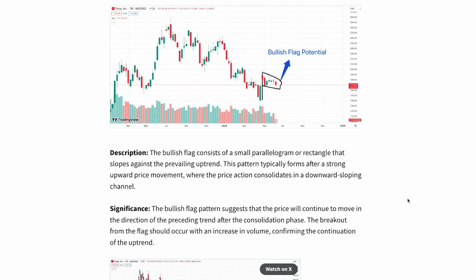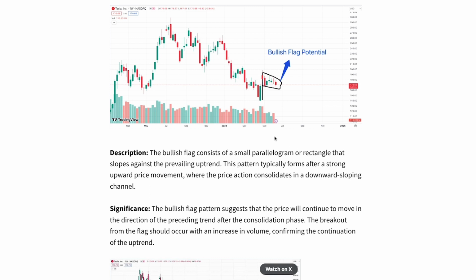And the significance of this bullish flag pattern suggests that the price is going to continue to move in the direction of the preceding trend after the consolidation phase. And the breakout from this flag should occur with an increase in volume, confirming the continuation uptrend.